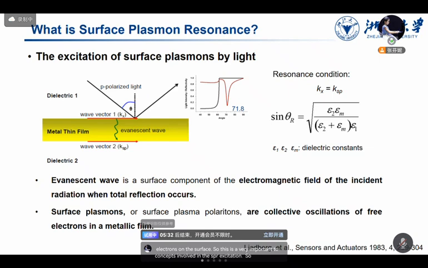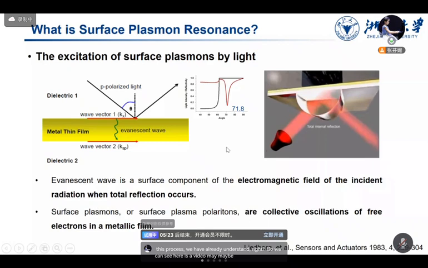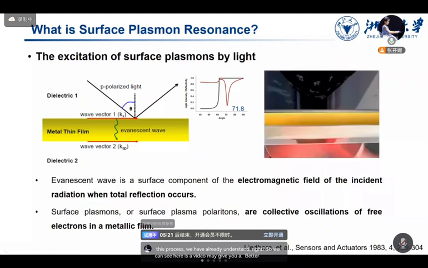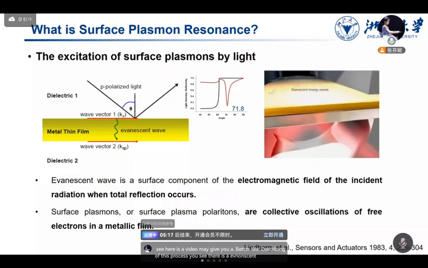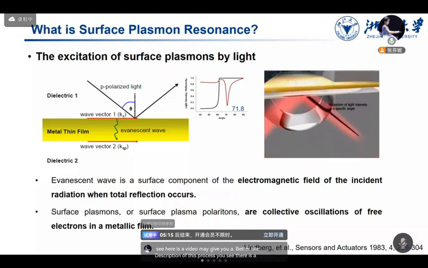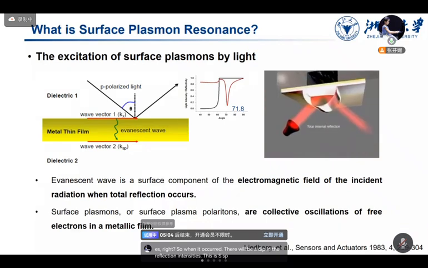So these are two very important concepts involved in SPR excitation. With this process, we have already understood, right? So we can see here is a video that may give you a better description of this process. You see there is an evanescent energy wave, right? So when it occurs, there will be a dip in the reflection intensities. Okay? So this is SPR.